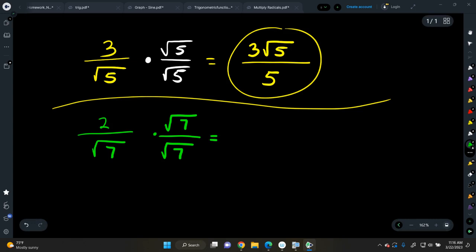When we multiply this fraction, you're going to go straight across the top. What is 2 times the square root of 7? 2 root 7. There you go.